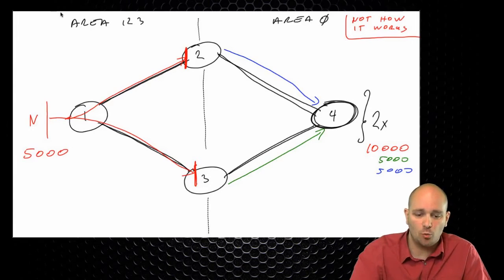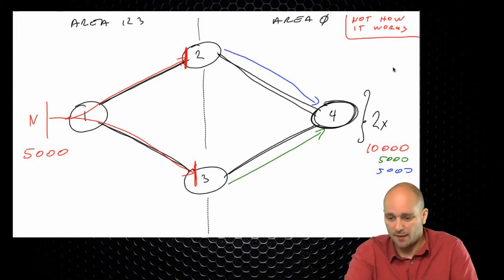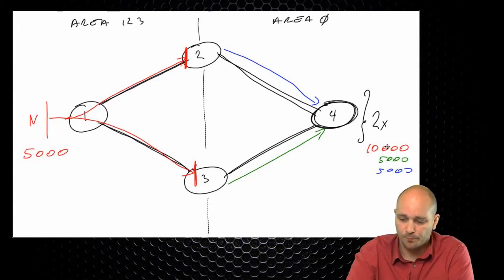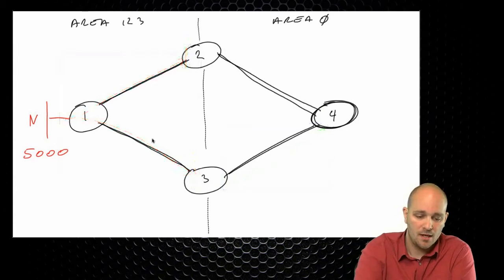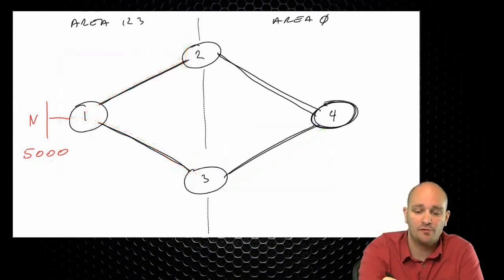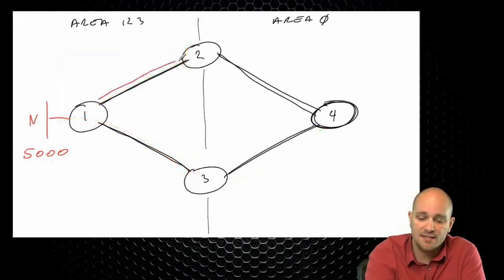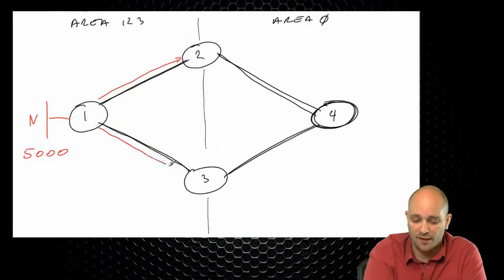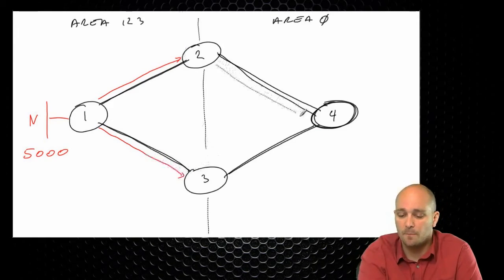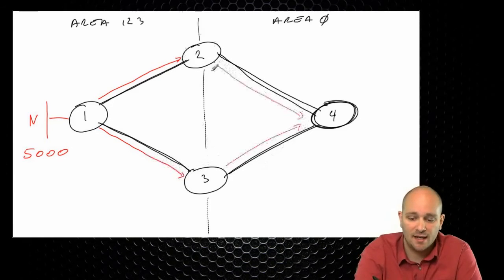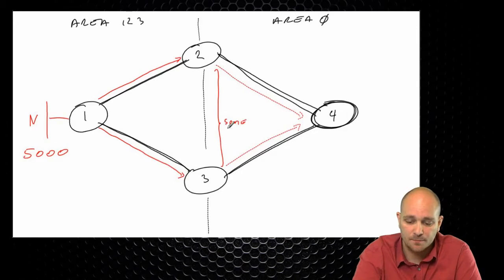So if this is not the way it works, how does it then work? So let's examine that. I'm going to delete all this stuff here that is unnecessary. So let's say that R1 here is injecting 5,000 LSAs. So these 5,000 LSAs are going to be sent to 2 and 3. Now remember that before we actually send out the actual LSAs, R2 and R3 are going to send the information that these LSAs exist. And interestingly enough, these are going to be the same LSAs.